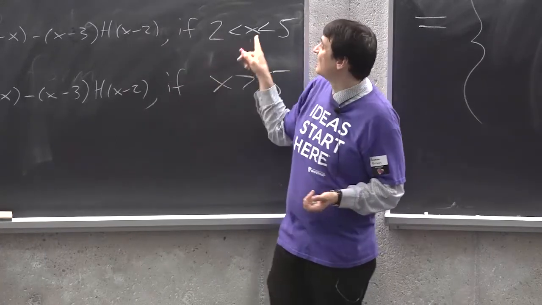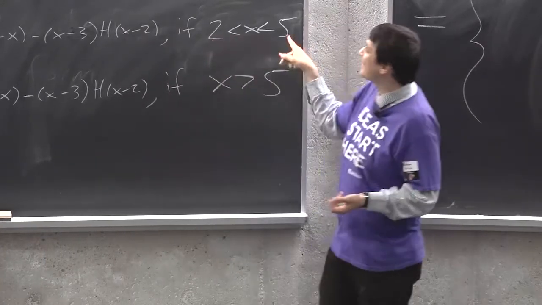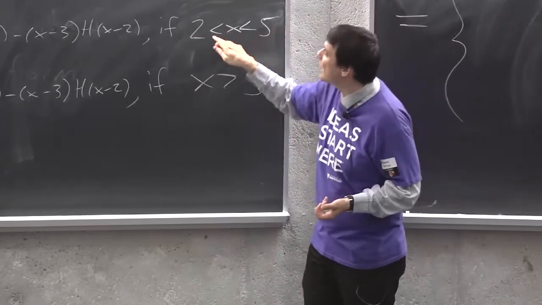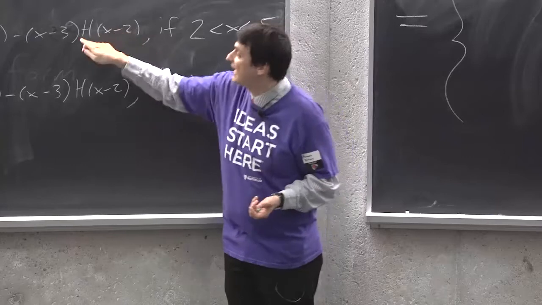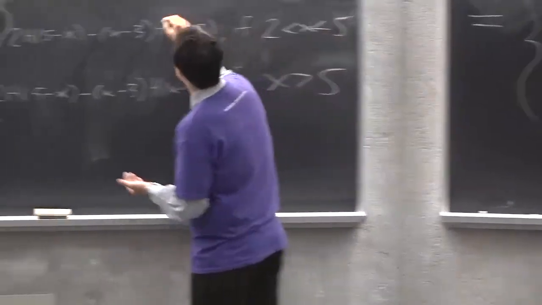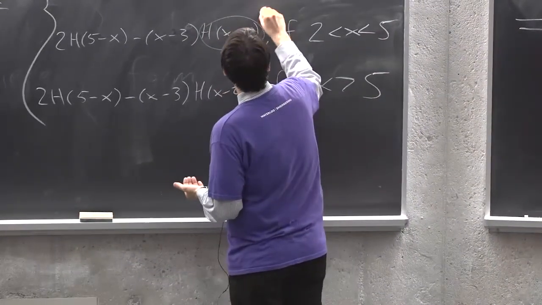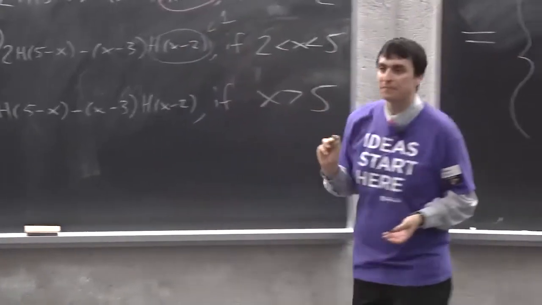1, because x is greater than 2. The fact that it's less than 5 is kind of immaterial, but x is greater than 2, so a bigger number than 2 minus 2 is positive. H of a positive number is 1. So this piece gets replaced with a 1.